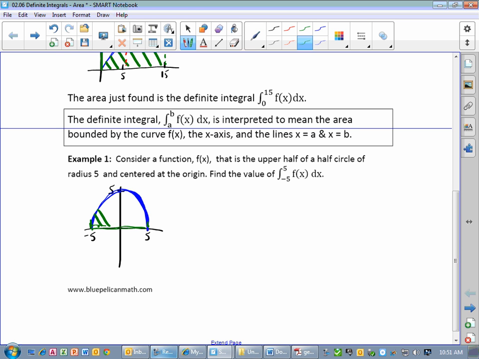So we're finding this whole area, which is the area of half a circle. Right? So the integral from -5 to 5 of f of x dx is going to be 1/2 of, and the area formula for a circle is pi r squared. So pi times 5 squared. And the radius is 5. So notice 5 squared is 25. So we have 25 pi over 2.